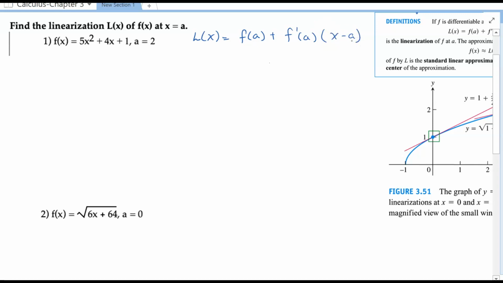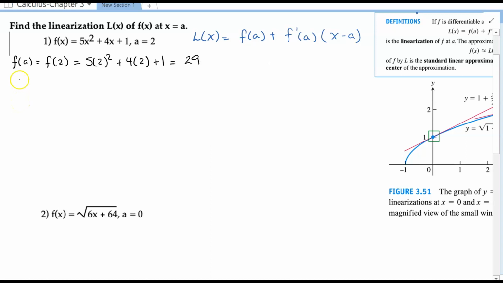Okay, so the first thing I'm going to do is find what f of a is. So f of a means that I'm looking for f of 2. I'm just going to plug in 2 into the original function there, and let's see what I get. Okay, so I plug that in there and I get 29. You can verify that on a calculator or by doing the order of operations.